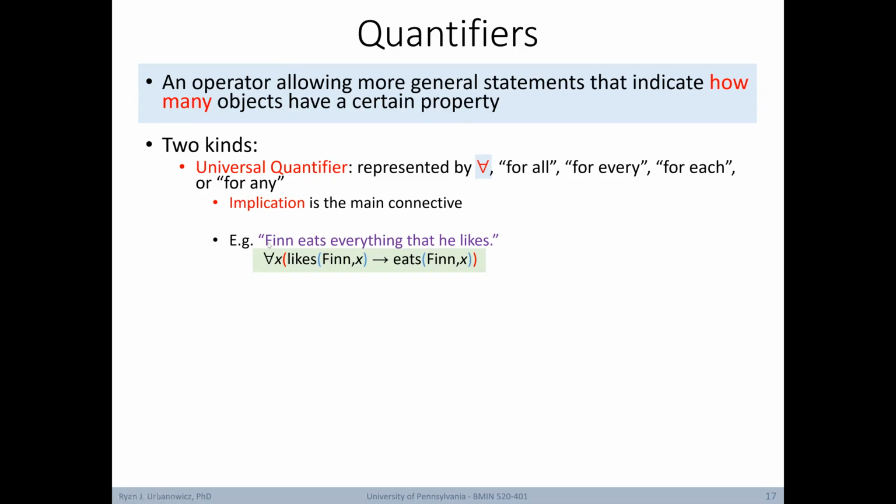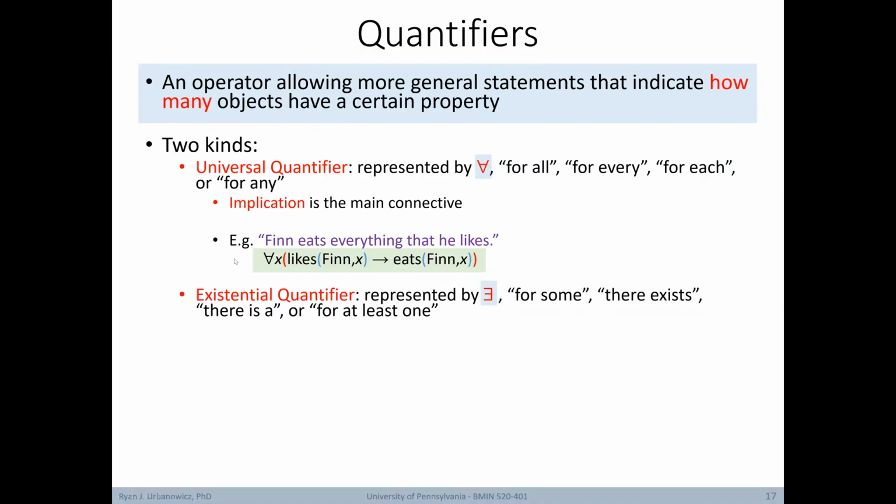We have the sentence, "Finn eats everything that he likes." Obviously, there's a quantification here because we're using the word everything. We write this in predicate logic as follows. For all x, if Finn likes x, then Finn eats x.